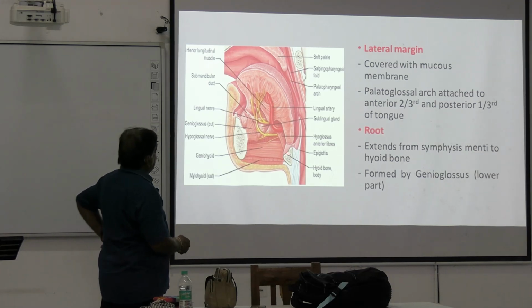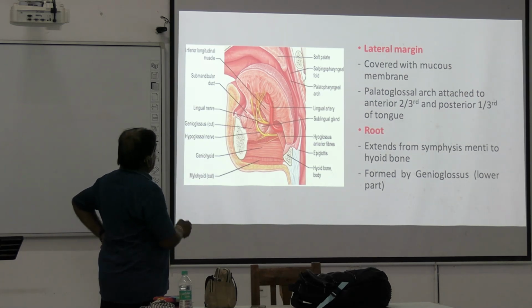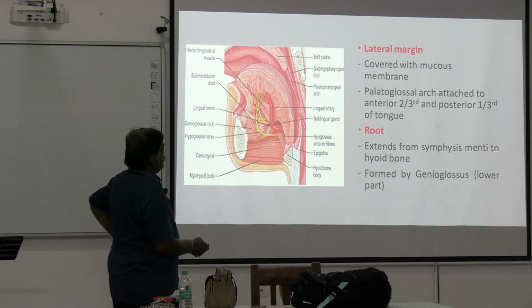And this is the hyoid bone. This is geniohyoid muscle, this mylohyoid muscle is cut. The hypoglossal nerve, genioglossus muscle is cut. Lingual nerve and hypoglossal nerve, this is the submandibular duct. Here is the submandibular duct. This is the tongue. Okay, root extends from symphysis menti to hyoid bone, formed by genioglossus, lower part.